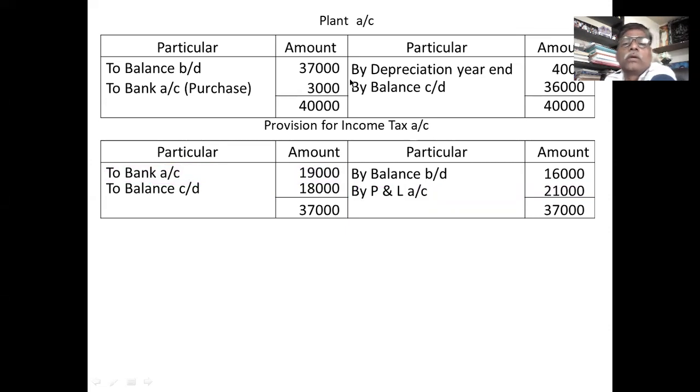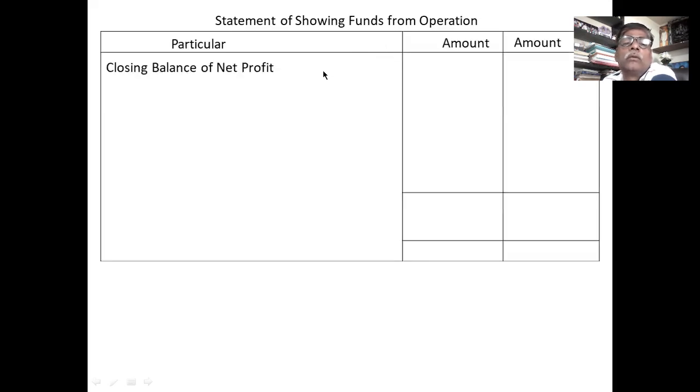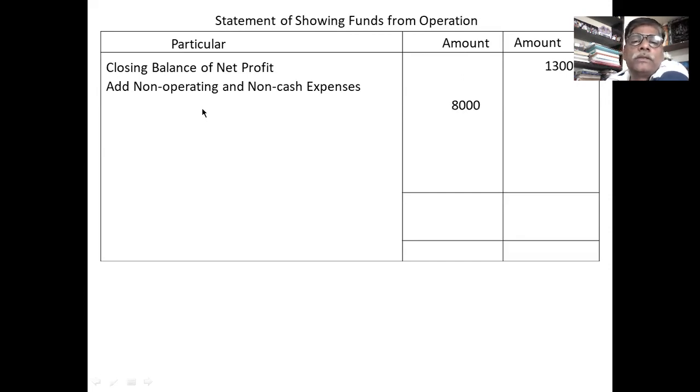Two accounts are finished, the required accounts are completed. Now you go to the statement showing funds from operation. Closing net profit is 13,000, means current year 13,000. Add non-operating and non-cash expenses. First is depreciation: building 4,000, plant 4,000, total 8,000 depreciation given in the problem.